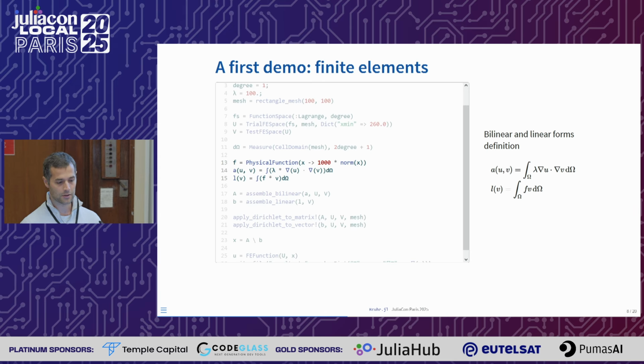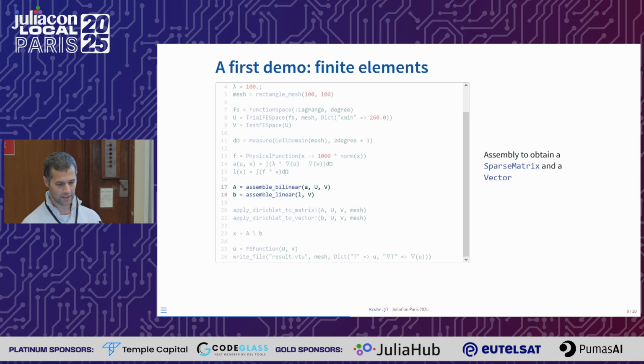This is a cool part. You declare your bilinear and linear forms, and it's very close to what you write down on paper, so that's really cool for us. Here is the core of Bcube. You assemble the bilinear form and the linear form to obtain a sparse matrix and a vector, and they are standard Julia arrays. We don't wrap them into some kind of objects.